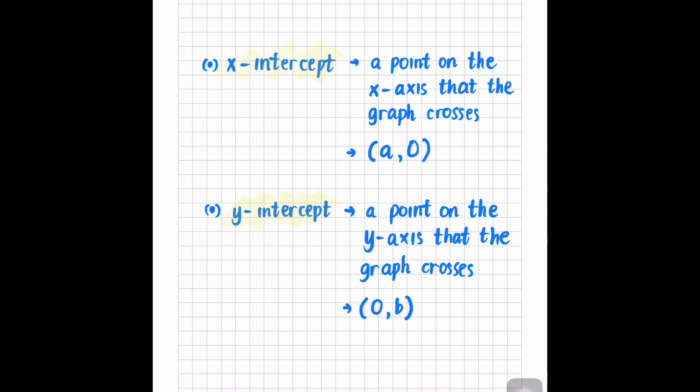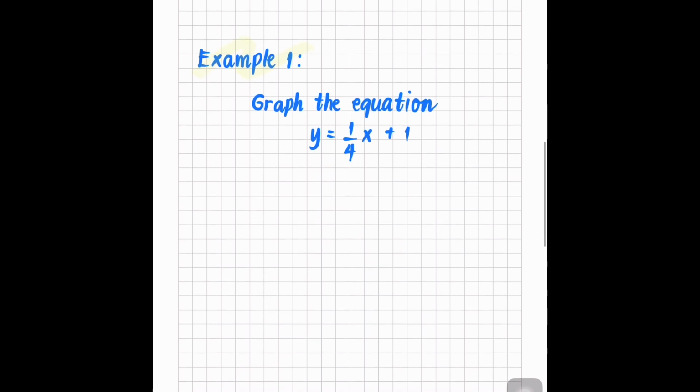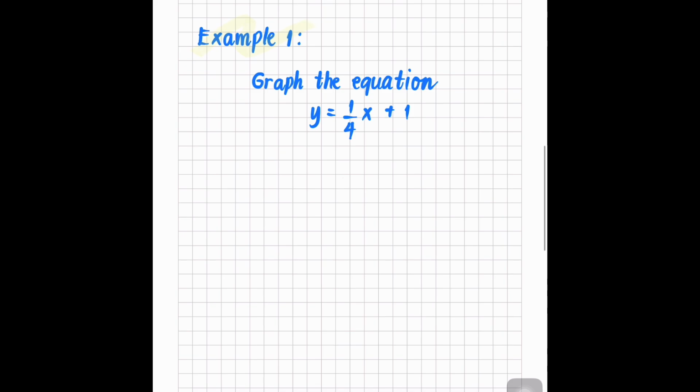To further understand this, let's take a look at the first example. Graph the given equation y equals 1 over 4x plus 1 using the intercepts. First, we need to find the x-intercept and the y-intercept before plotting the points on the grid. If you notice, the equation given is already written in slope-intercept form. So we can easily identify what the y-intercept is from this equation.